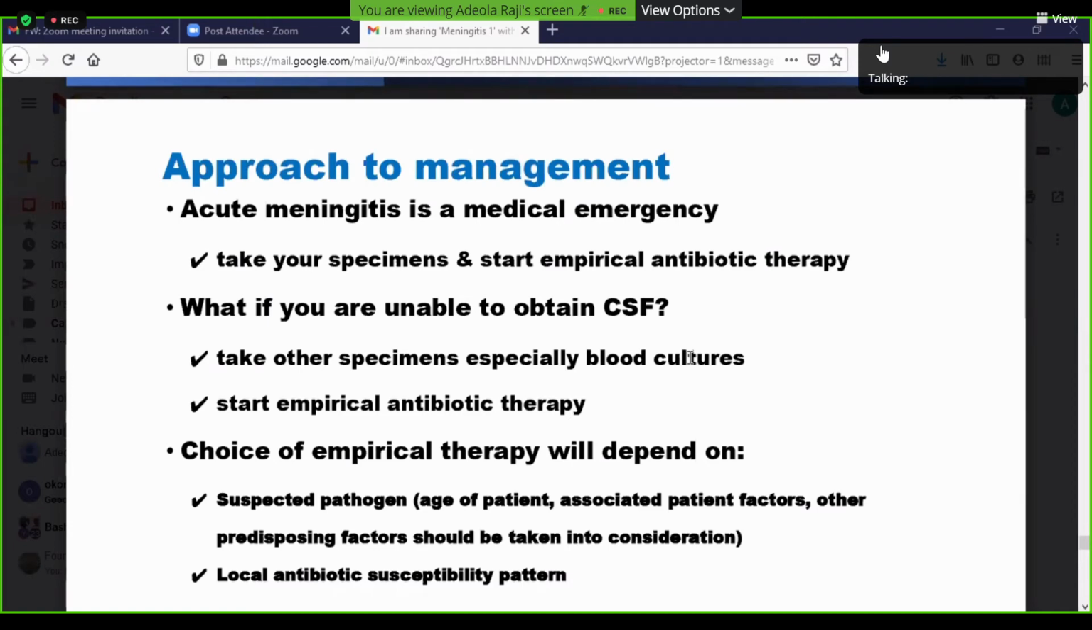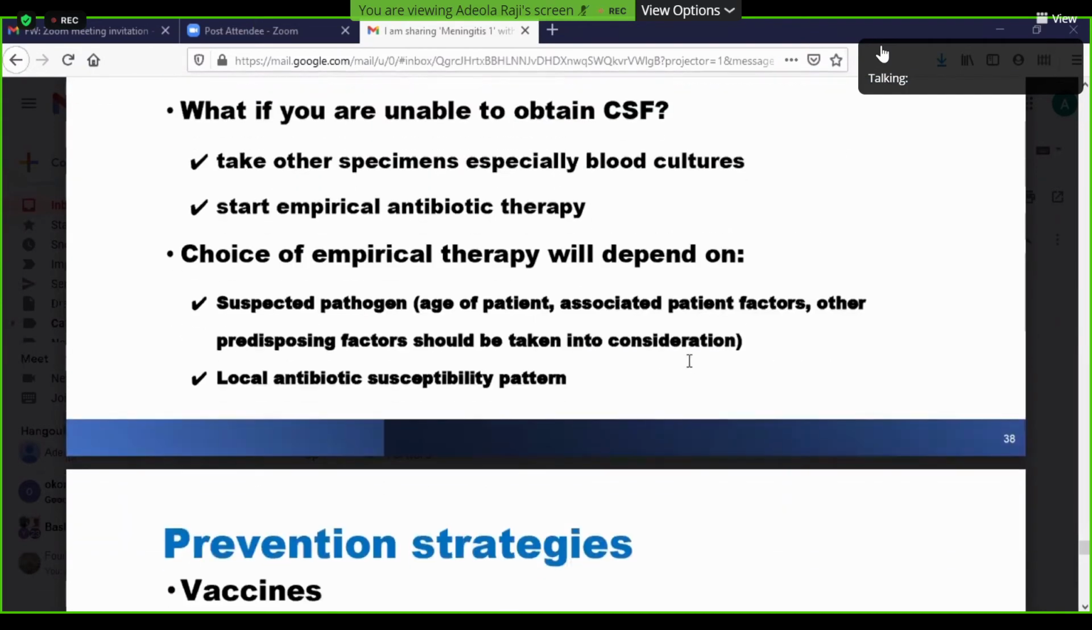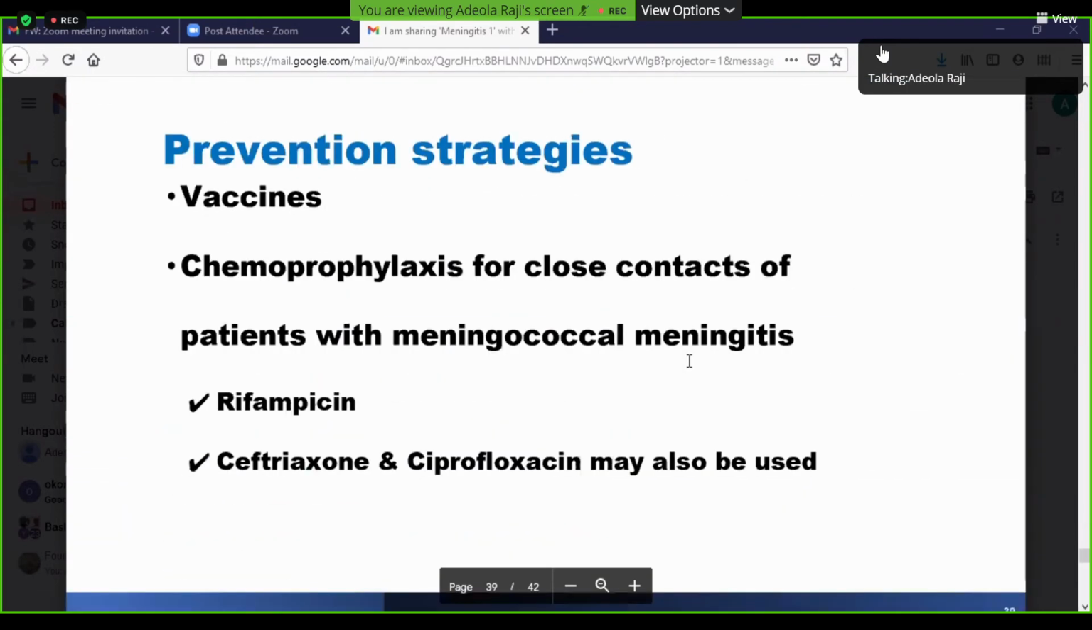You are likely dealing with E. coli or Klebsiella, and they are likely to be multi-drug resistant because these are hospital-acquired agents. Now, you should also choose based on the local antibiotic susceptibility pattern.